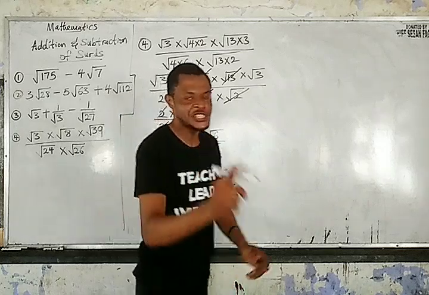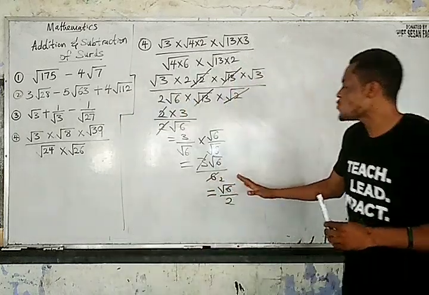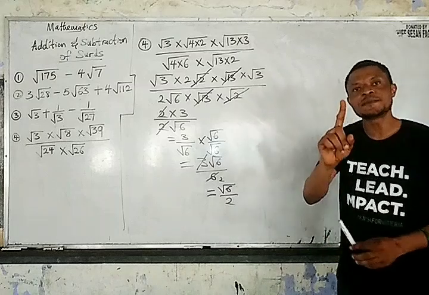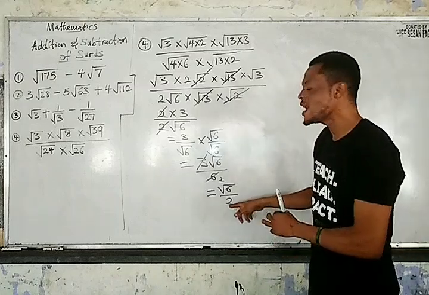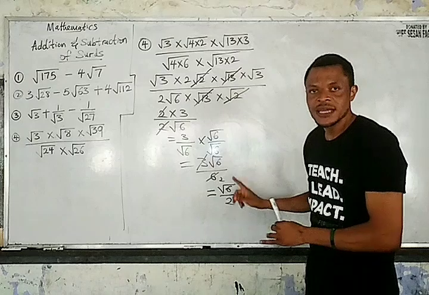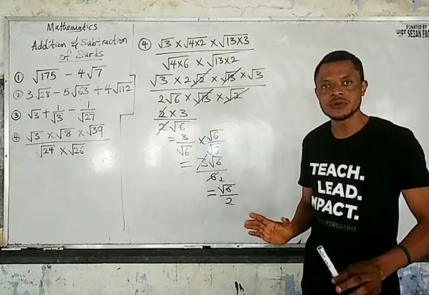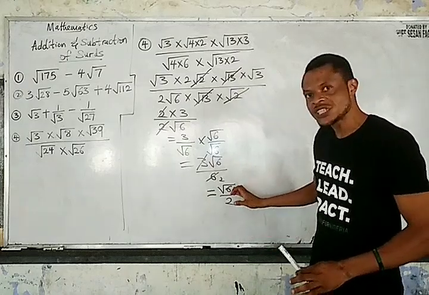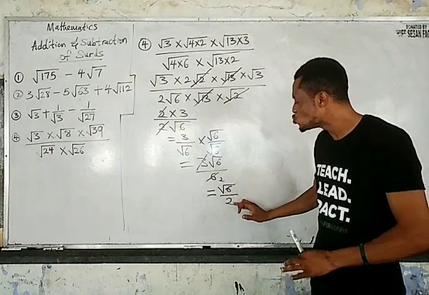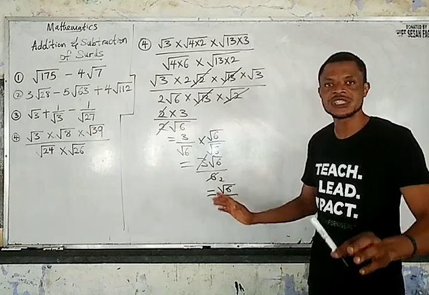Easy. But mind you, students, whenever you are working this, don't ever make the mistake of saying 2 here 1, 2 here 3. That one is not acceptable. This is root 6, not just 6. So 2 cannot go in root 6.